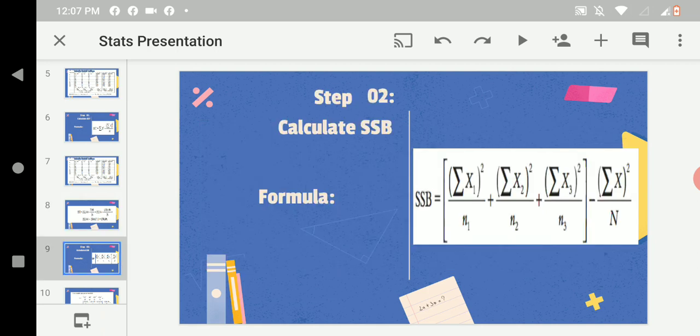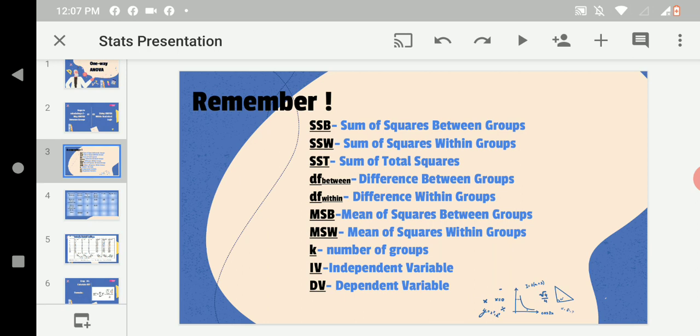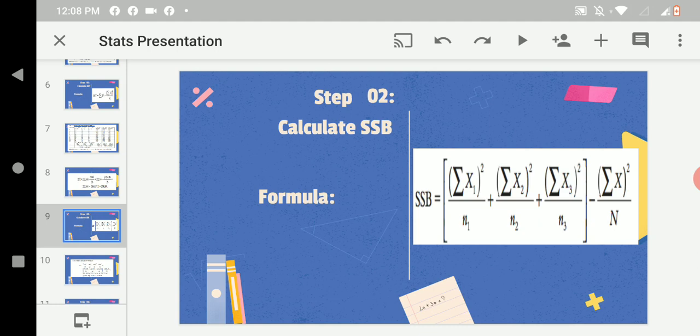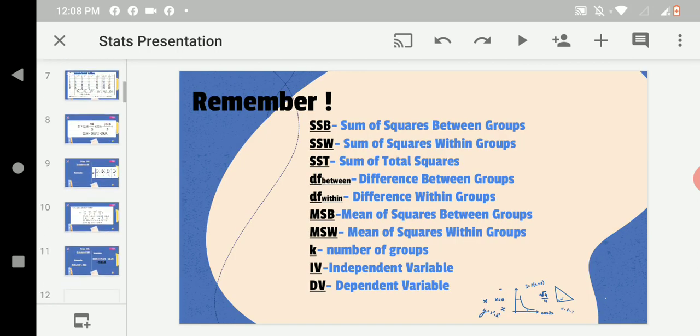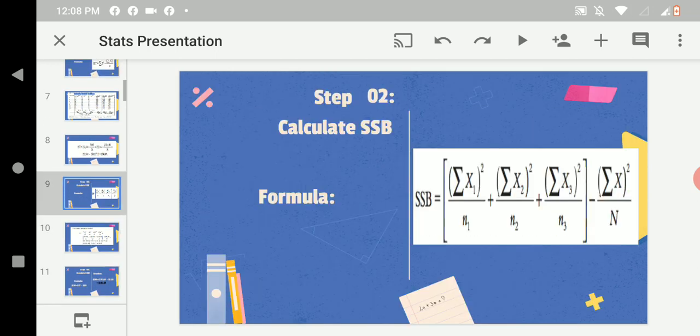Let's proceed to the next step. So the next step is we have to calculate the SSB. Let's go back to our terminologies. What is SSB again? The SSB is the sum of squares between groups. So a while ago, we calculated the sum of total squares. So this time, we will be calculating the SSB, or the sum of squares between groups. So the formula is SSB.